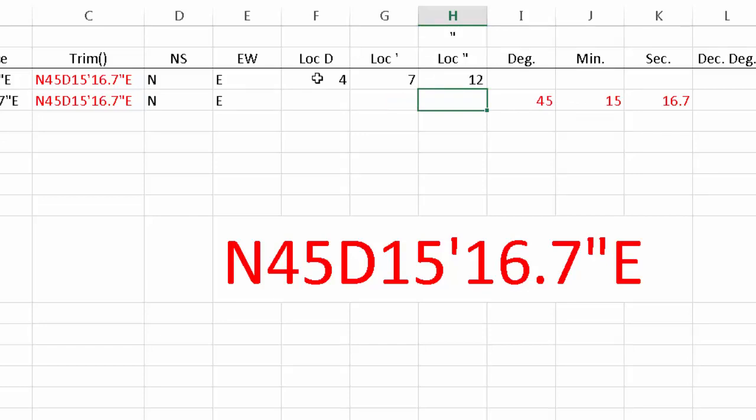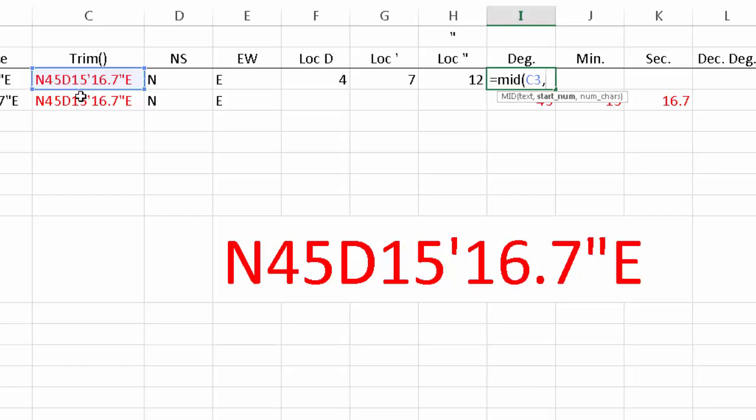So with this information, we know that D is located at the 4th character, 1, 2, 3, 4. The apostrophe's at 7, so 5, 6, 7, and then the quotation mark is at 12, so 8, 9, 10, 11, 12. And with that information, we can use some combinations of MID and that information to retrieve our desired values here. So for the degrees, we're going to use the MID function, and we're going to be using the MID function on this same text string.